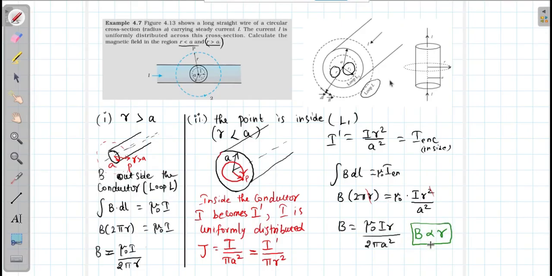Here B is directly proportional to r when r is less than a, but for the first case, when r is greater than a, B is inversely proportional to r. When r is less than a, B is directly proportional to r. From the center, the field keeps on increasing linearly. Okay. Yes.